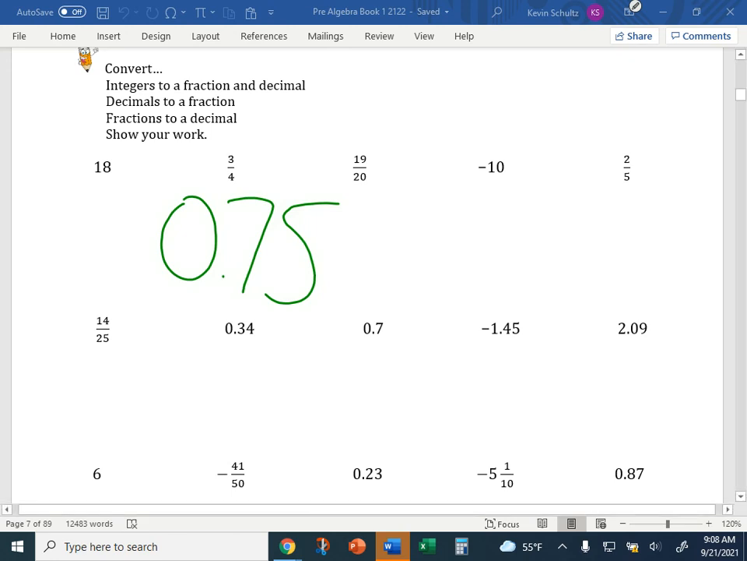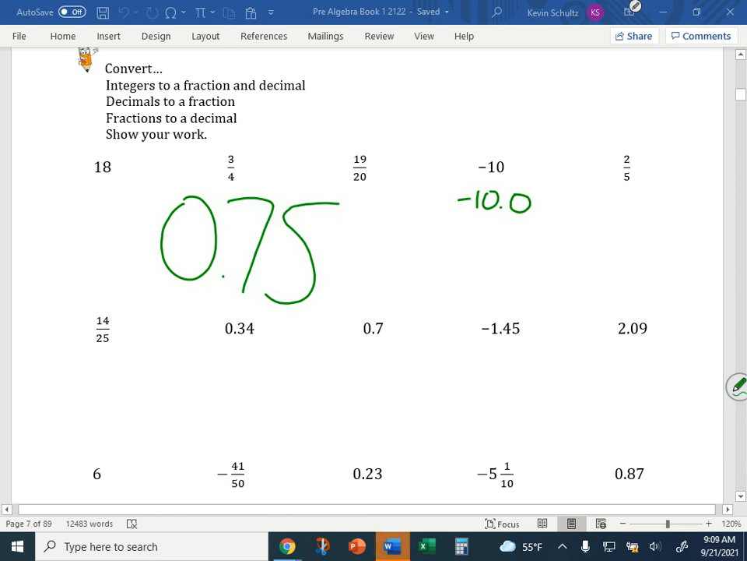If something's negative, the process doesn't change. Only instead of a positive answer, it's going to be a negative answer. So don't get thrown off by those signs. Negative values don't really change here. Negative 10 is just going to be negative 10.0. Negative 10 over 1.